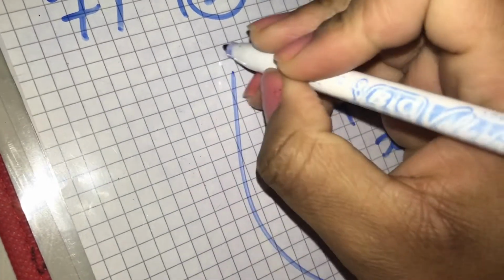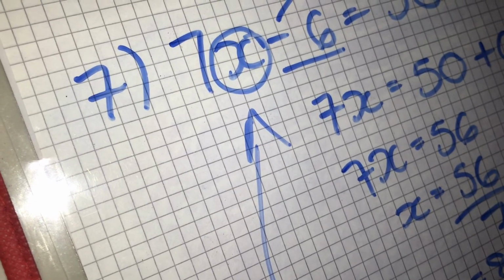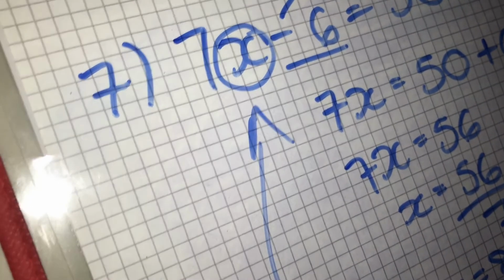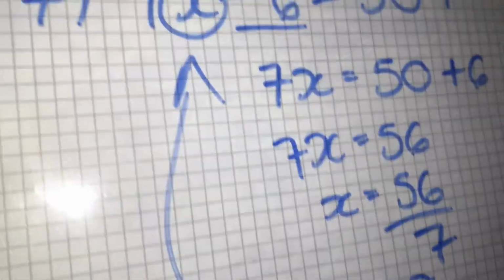So substitute this 8 back in now, see if it makes sense. So 7 times 8 equals 56, minus 6 equals 50. Is that correct? Yep. Okay, so well done.